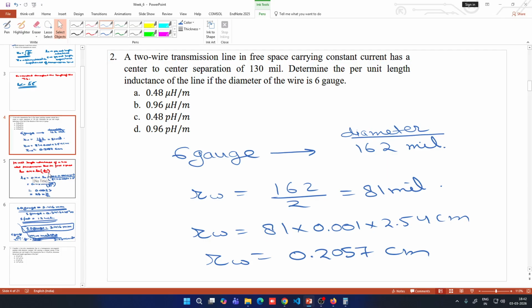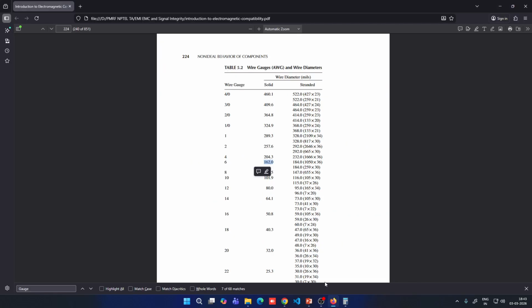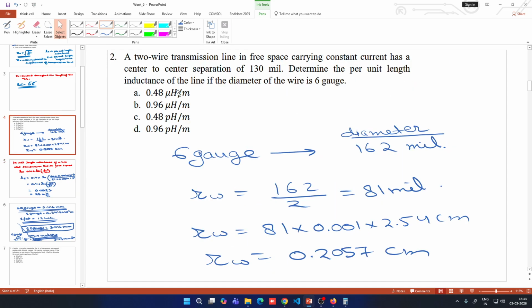Okay, well, I will check what the problem is here. Because when I convert it into the units given in the textbook, I'm getting the answer as 2.3 millihenry per meter. But all the options are in micro and pico, and not even 0.2 something.